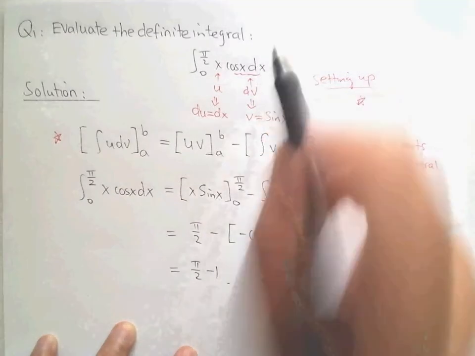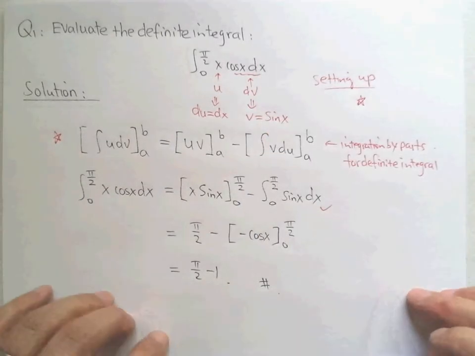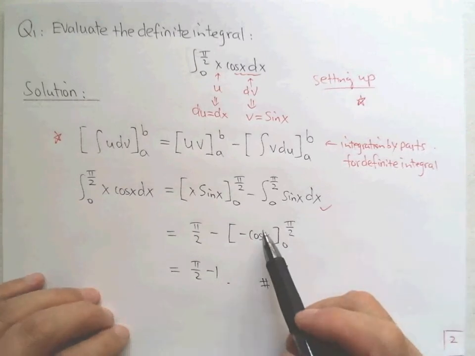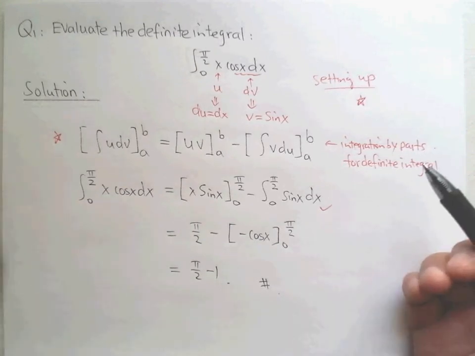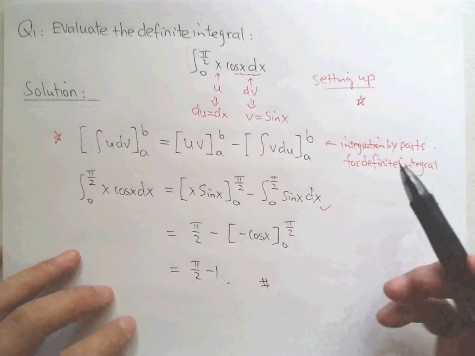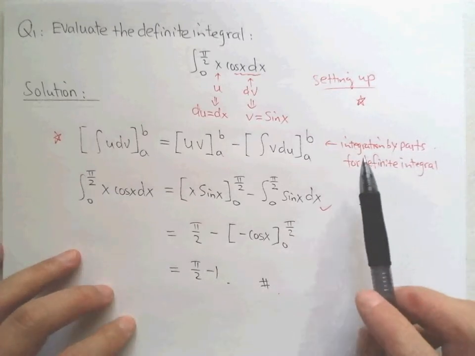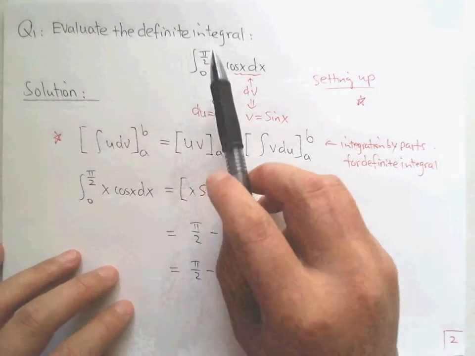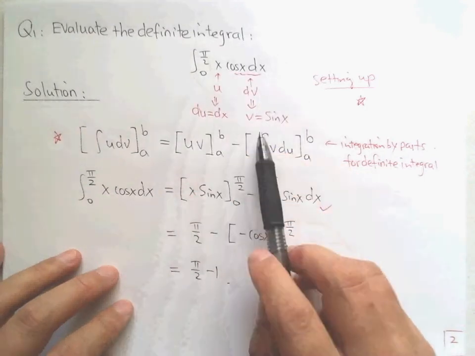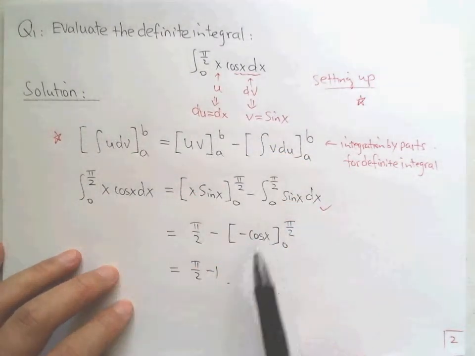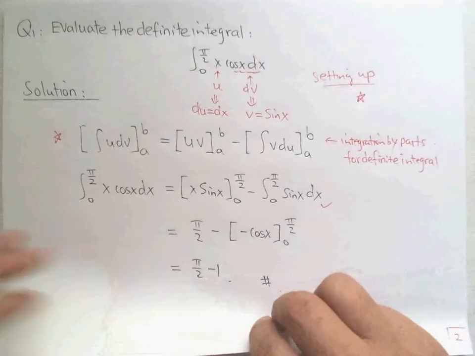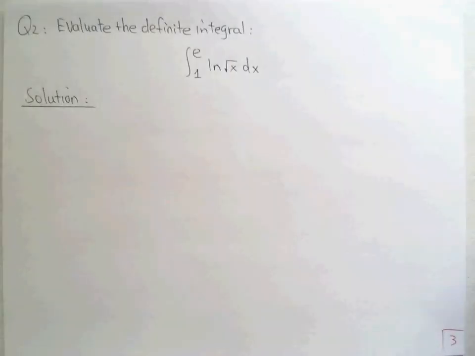Okay, so this definite integral is done. This is the first. Can you see? No big difference from the last topic. When we use integration by parts for indefinite, the first step is set up, the second step is plug into the formula. You get the answer, right? Still the same. Okay, two more questions here.